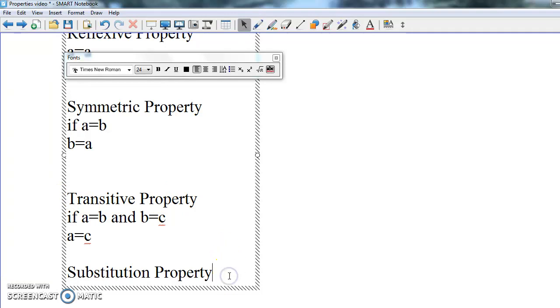And then substitution is like, oh, if A equals B, anywhere in your proof, you could hypothetically replace B where A is or A where B is. You can also do that with numerical values. If A was equal to 8, for instance, you could replace A with 8 instead, or 8 with A if that was needed in some way. So that's what the substitution property tells us.